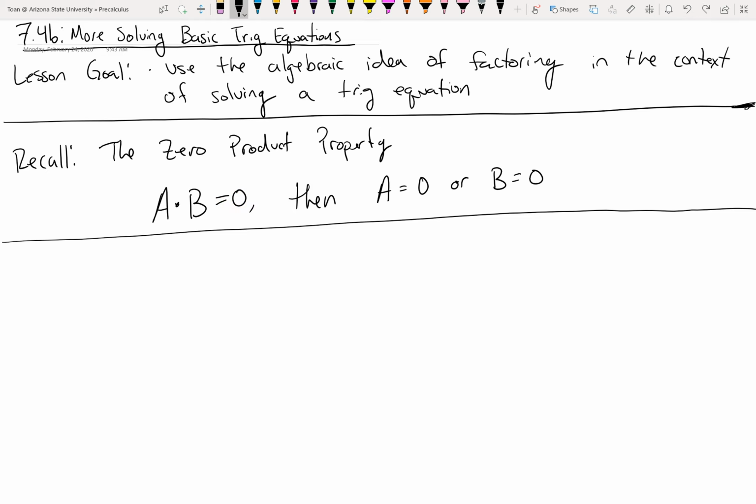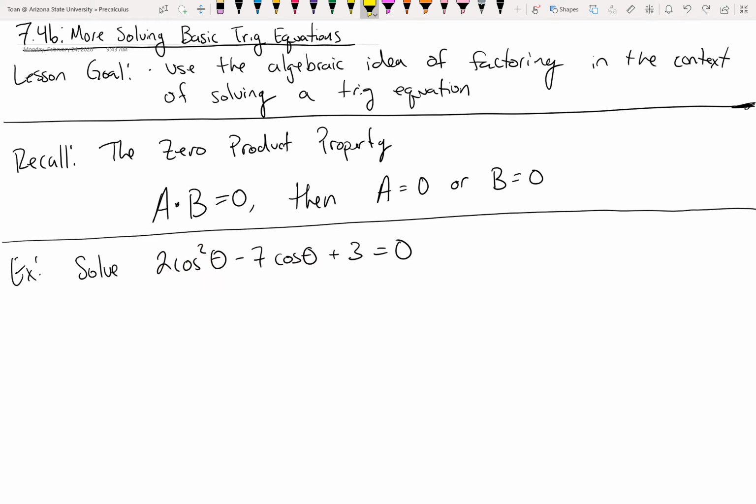So for example, if I ask you to solve, I don't know, 2 cosine squared theta minus 7 cosine theta plus 3 equals 0. Yes, this is a complicated looking equation because I have multiple terms of cosine. I have a cosine squared and a regular cosine.